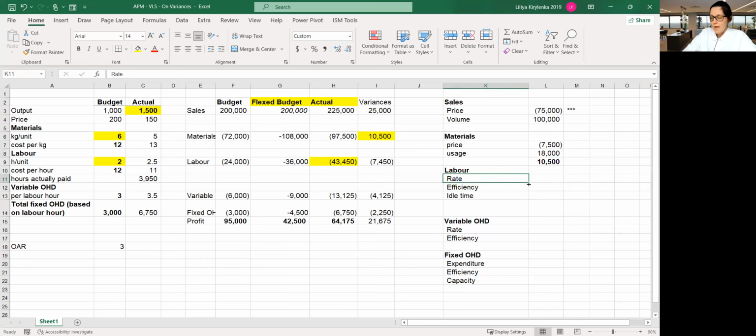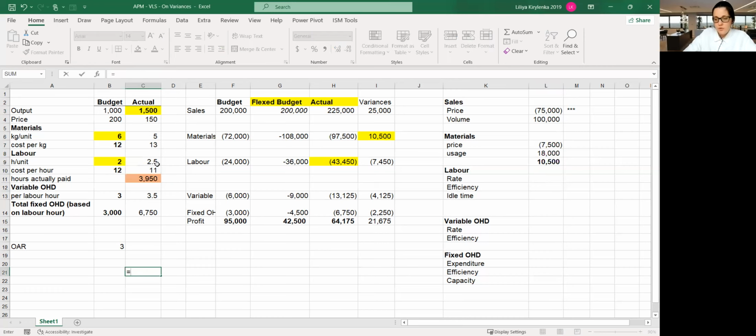Now let us have a look at labor variances. Labor rate variance is calculated as the difference between rates. So we have actual cost per hour and budgeted cost per hour. But also for labor rate variance, we need to look at what hours we are going to take, because there is a little bit of a difference: hours that were actually paid are 39.50 and hours that were actually worked are 2.5 multiplied by 1,500, so it's 37.50.